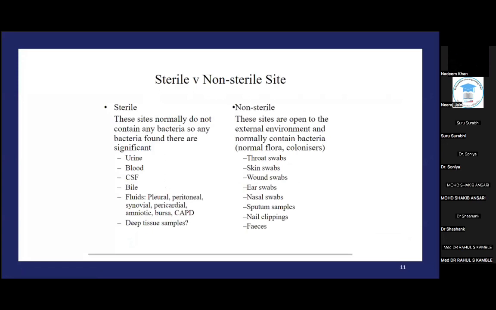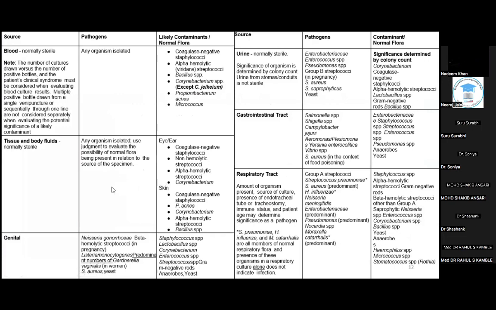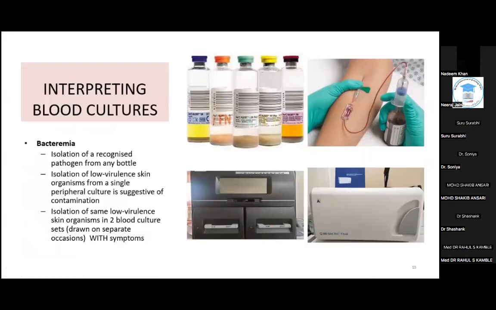I said that habitat is important. It's necessary to understand the sterile sites and the non-sterile sites. Sterile sites normally do not contain any bacteria, for example, blood, CSF, bile, and other fluids. Non-sterile sites are open to the external environment and include throat swabs, skin swabs, and other swabs. From blood, any organism could be pathogenic. The same is true for tissues. From the genital and nasal sites, gonorrhea, beta-hemolytic streptococci, and Listeria monocytogenes can be colonizers. There are examples of different colonizers from different areas of the body, like the gastrointestinal tract or respiratory tract, so it's necessary to understand this habitat when interpreting the reports.